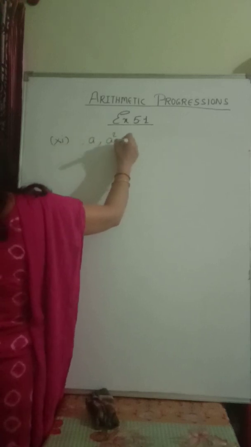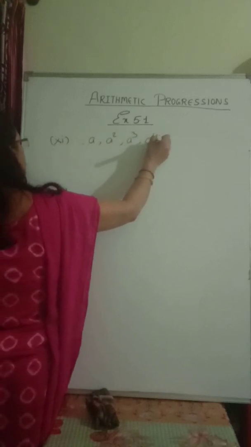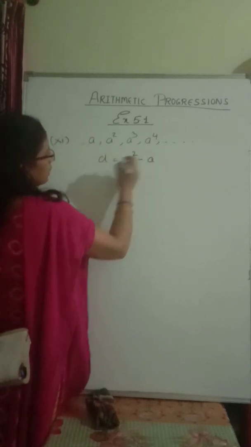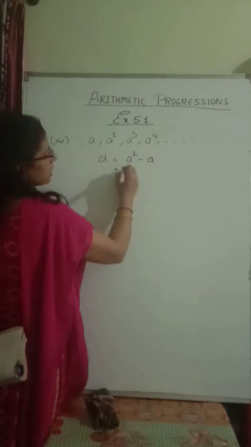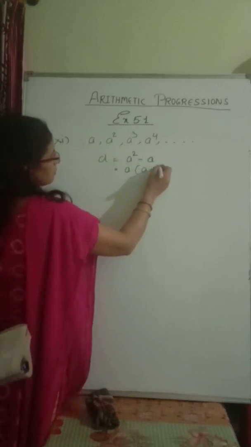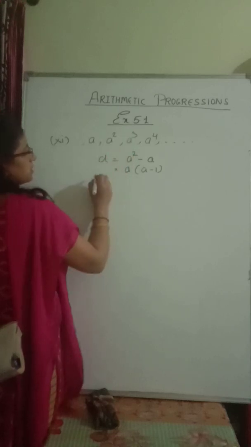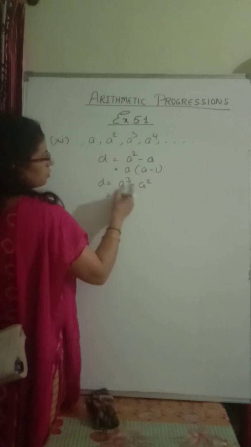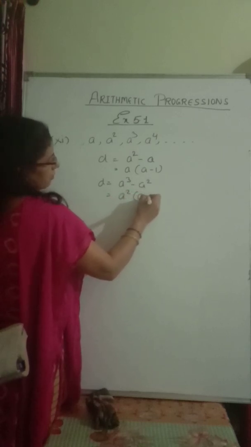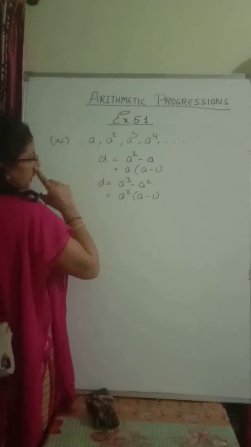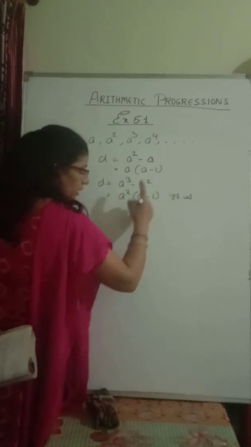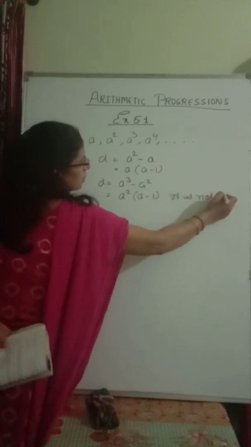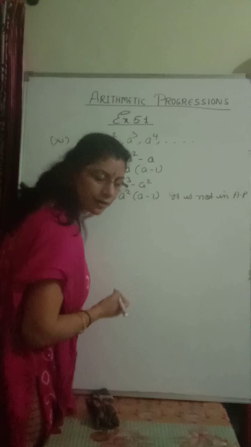The 11th part is a square, a cube, a raised to the power 4, up to so on. Let us find the common difference: a square minus a, second term minus first term. A is common in both, so what is left? a minus 1. This is the common difference. Again d is equal to a cube minus a square. Here a square is common, so it will be a minus 1. So both are different. Because the common difference is not the same, therefore it is not in AP. Okay, clear?